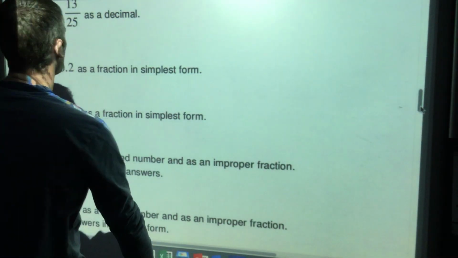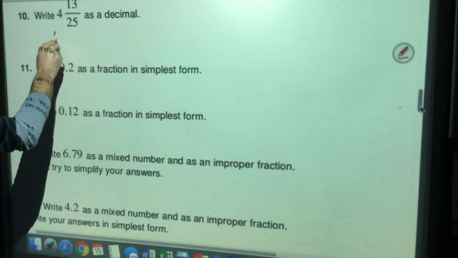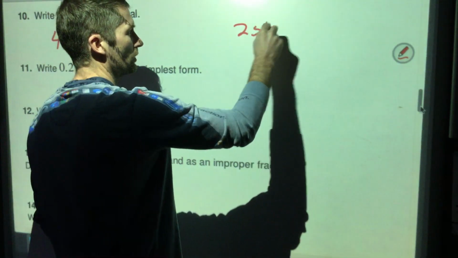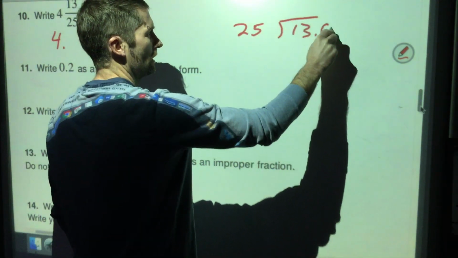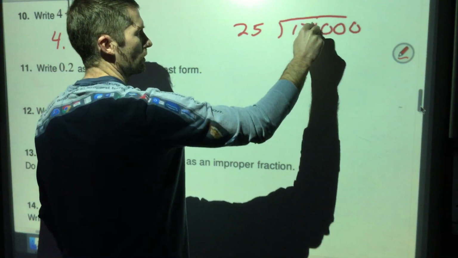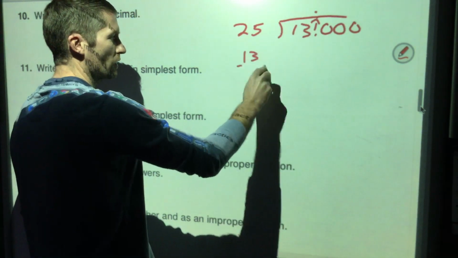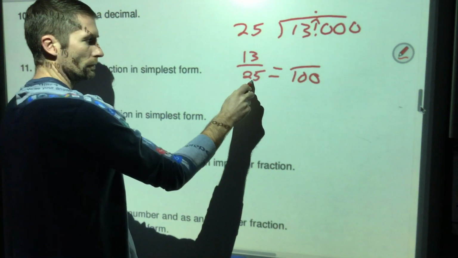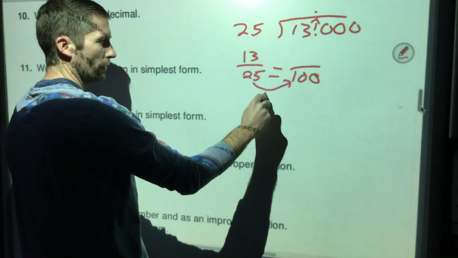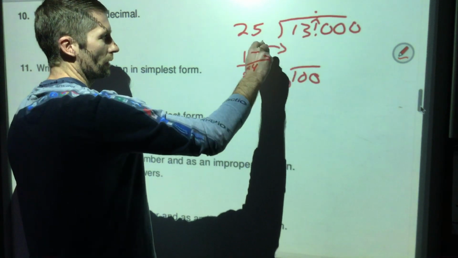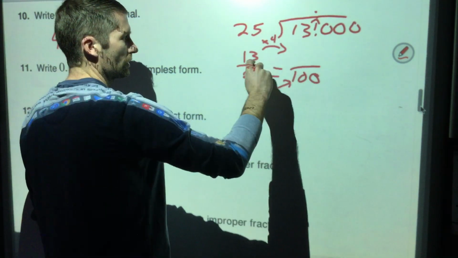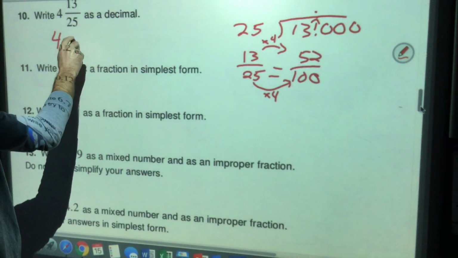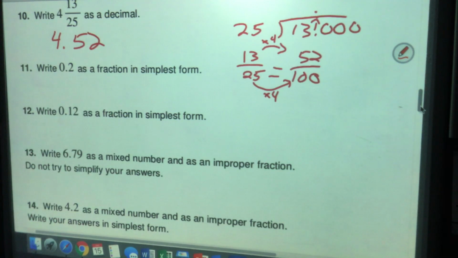Write 4 and 13/25 as a decimal. So it's going to be 4 point, whatever 13/25 is. Again, I can see how many 25s fit into 13, and annex some zeros and do it that way, bring the decimal straight up. But I'm just going to change that to an equivalent fraction with the denominator of 100. How many quarters in a dollar? 4, so times 4. 13 times 4, which is 52. So it's 52 hundredths. So 4 and 52 hundredths.